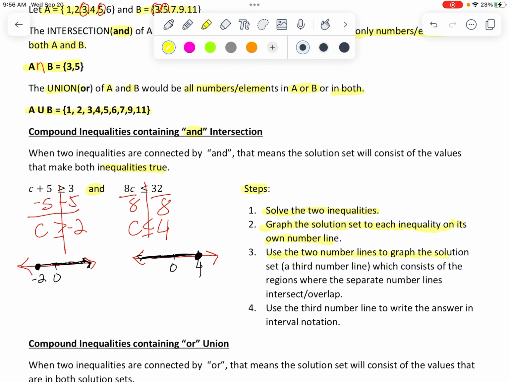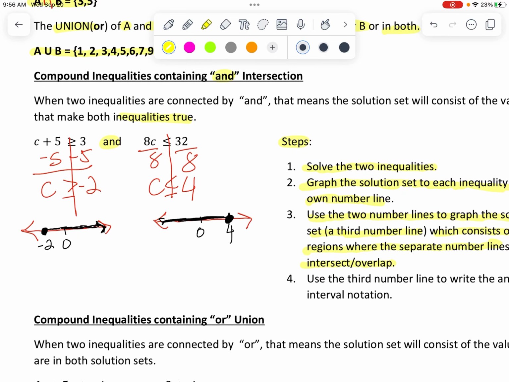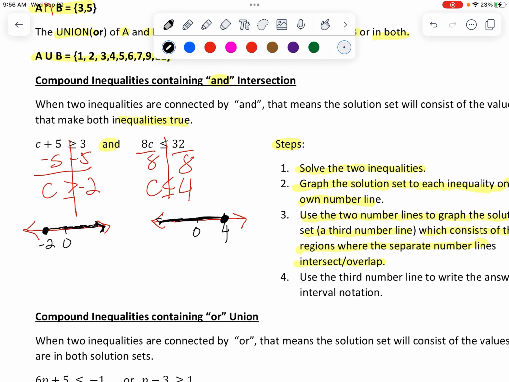Use the two number lines to graph the solution set. A third number line, which will consist of the regions where the separate number lines intersect or overlap, okay? So this is very important because and is what they both share. So here's my third number line. I'm going to identify 0. Okay, and then I'm going to go to -2 and then to 4.